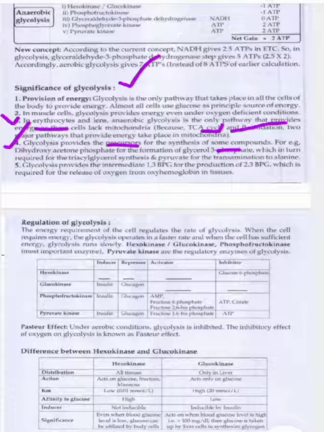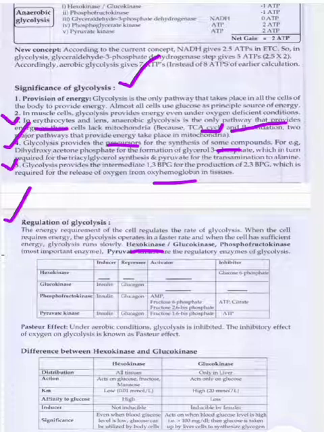Glycolysis intermediate 1,3-bisphosphoglycerate is used for production of 2,3-bisphosphoglycerate in the Rapoport-Luebering cycle in the RBC. It is used for releasing oxygen from oxyhemoglobin in tissue. One particular enzyme is used for this. And we see about regulation of glycolysis.